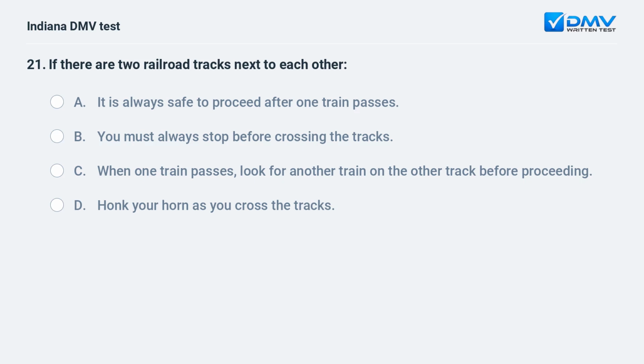If there are 2 railroad tracks next to each other: A. It is always safe to proceed after one train passes. B. You must always stop before crossing the tracks. C. When one train passes, look for another train on the other track before proceeding. D. Honk your horn as you cross the tracks.